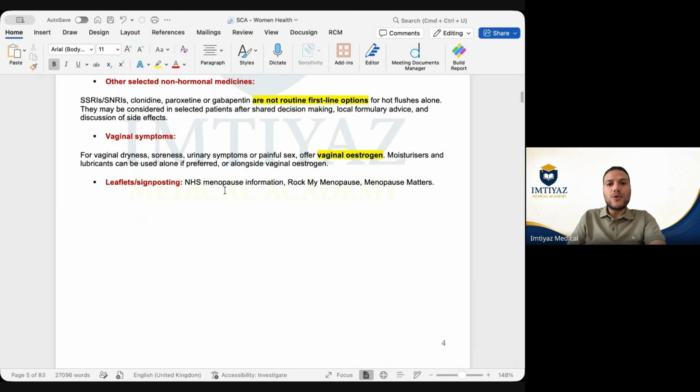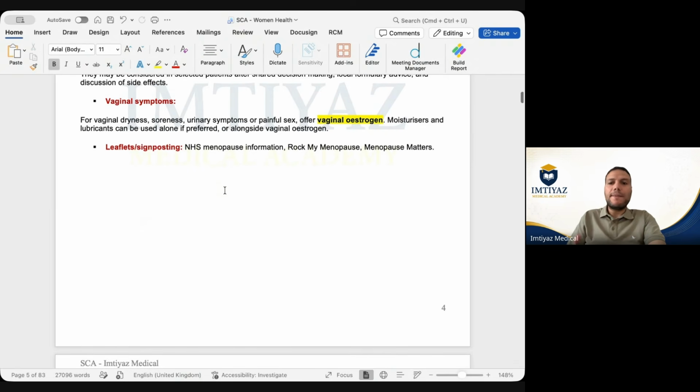Leaflets from the Menopause Society, Rock My Menopause, Menopause Matters, all of this. Again, any leaflets, any charity you would like to offer to the patient, I will signpost you to some organizations or charity or website that can give you more information about your condition, treatment options available, when you should seek urgent medical advice, and so on.